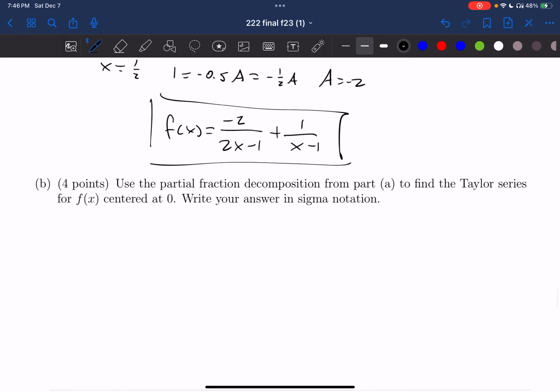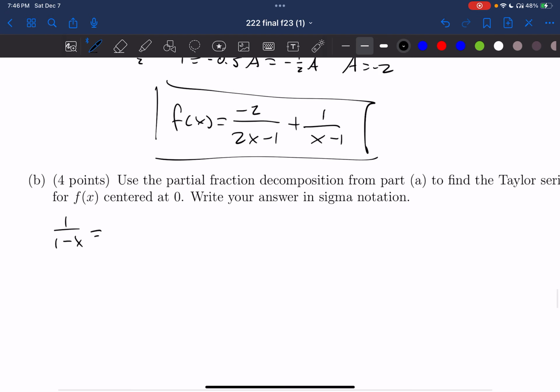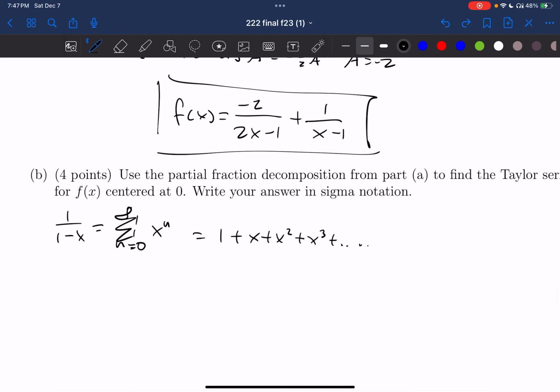Okay, so we know that 1 over 1 minus x will be equal to, oh, what is it equal to? The summation from n equals 0 of x to the n power. Anything to the 0th power is going to be 1, so it's going to be equal to 1 plus x plus x squared plus x to the 3rd power plus, dot dot dot, and so on. Okay, but we have this here, so 1 over x minus 1 will be equal to negative of 1 over 1 minus x.